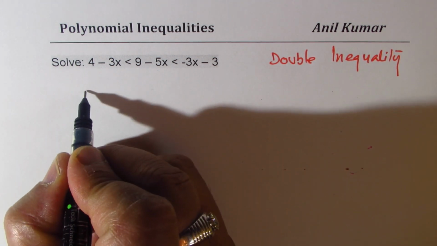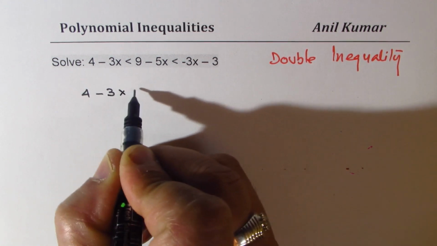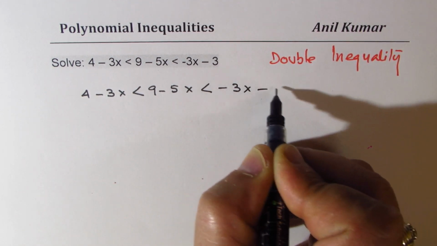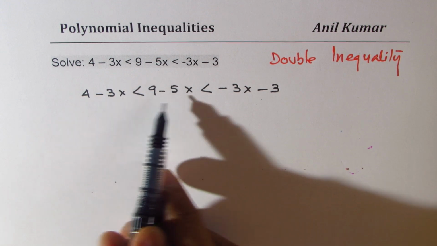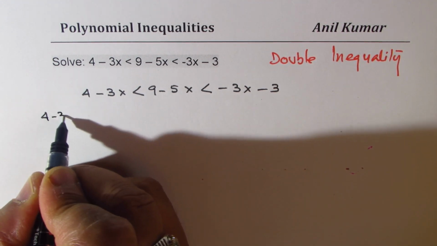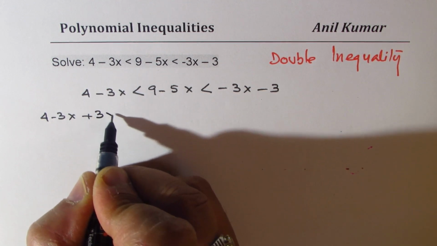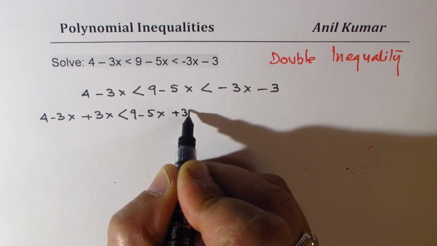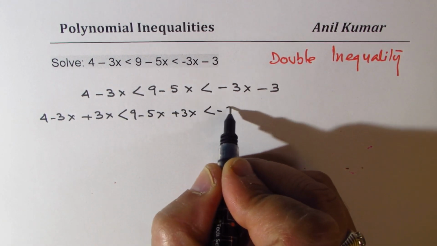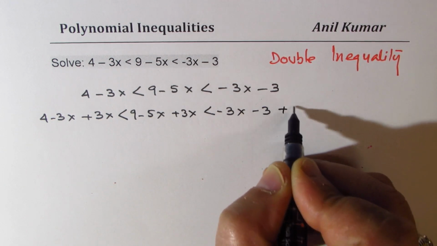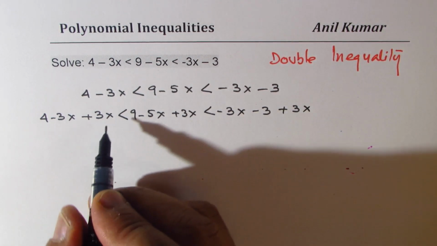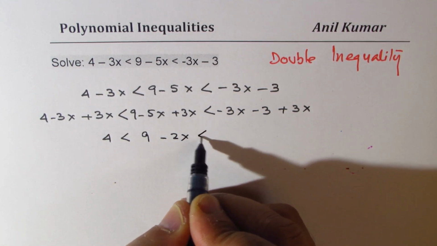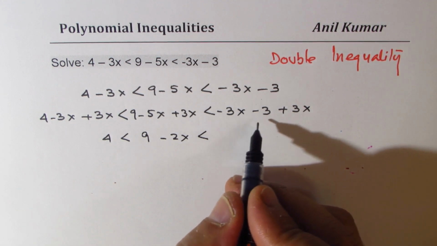So let me rewrite the question, which is 4 minus 3x is less than 9 minus 5x, which is less than minus 3x minus 3. So first step is we can add 3x to all. So we'll do 4 minus 3x plus 3x, and then we have 9 minus 5x plus 3x. We are adding 3x to all of them. So we have minus 3x minus 3 plus 3x. So once you do that, you get numbers on either end. So this is 9 minus 2x is less than, so here we get just minus 3.